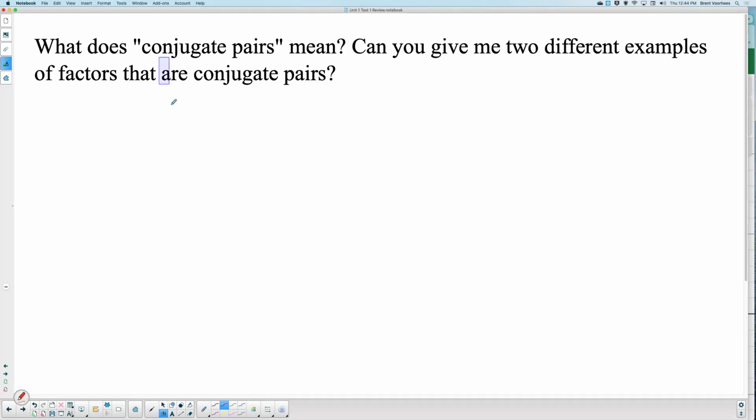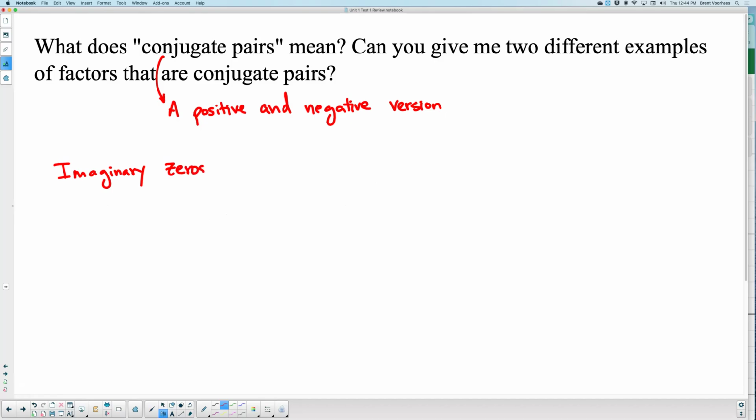What does conjugate pairs mean? A positive and a negative version. So, for example, do you remember what types of answers have the conjugate pairs? There were 2 types, imaginary and irrational. Okay, if we were talking about imaginary zeros, I might say that x equals 2i.